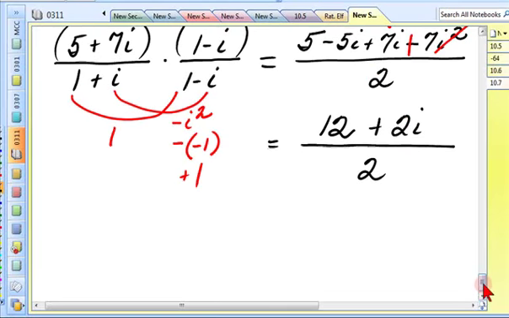Can I simplify this fraction? Yes. We look at all of the rational numbers and rational coefficients, and we say, yes, the common factor is 2. So this will end up being (6 plus implied 1i) over implied 1. And I'm done.